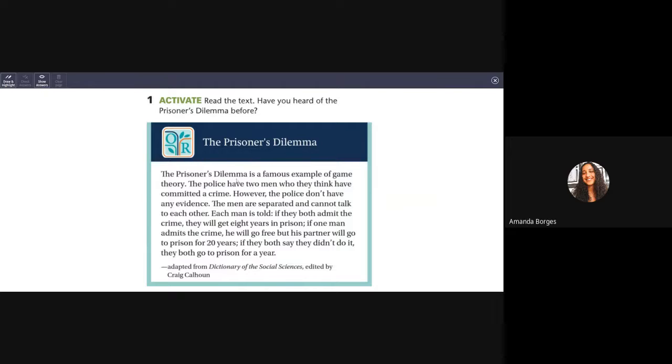The prisoner's dilemma is a famous example of game theory. The police have two men who they think have committed a crime. However, the police don't have any evidence. The men are separated and cannot talk to each other. Each man is told if they both admit the crime, they will get eight years in prison. If one man admits the crime, he will go free, but his partner will go to the prison for 20 years. If they both say they didn't do it, they both go to prison for a year.